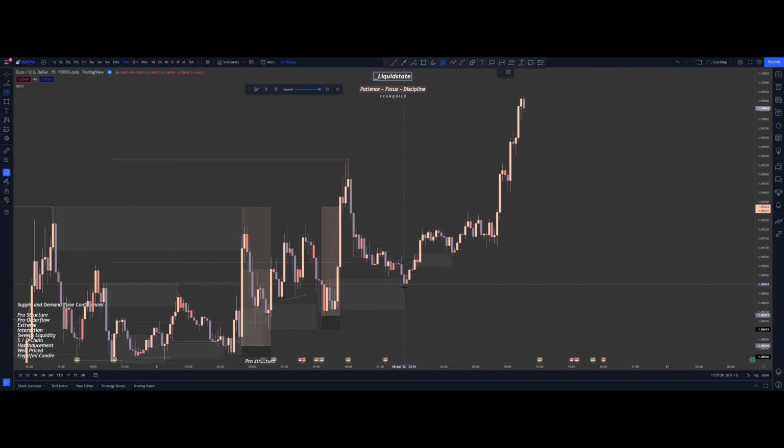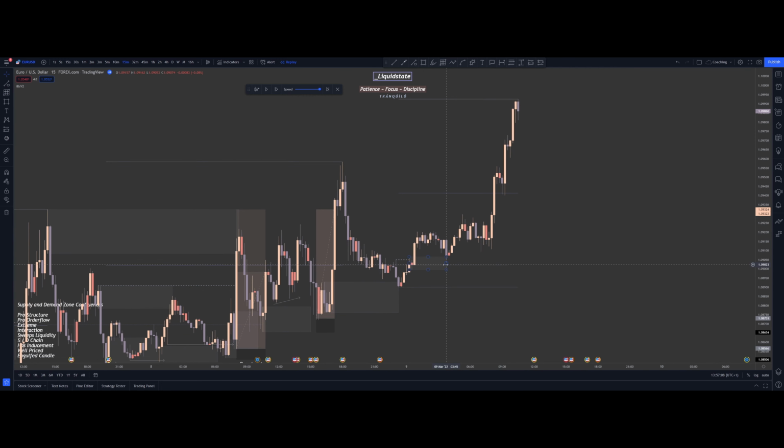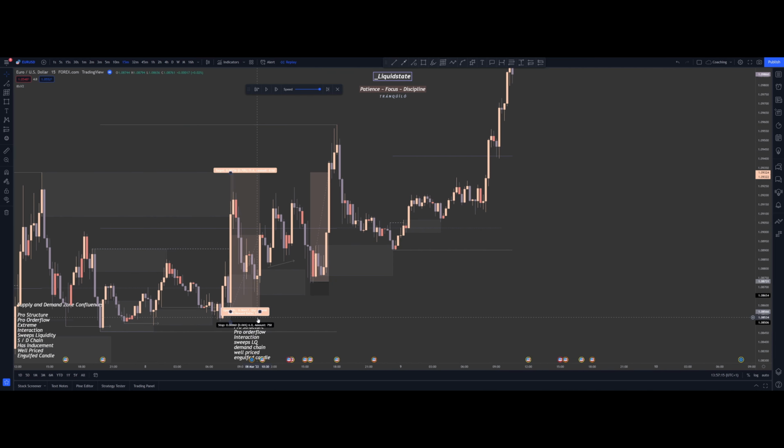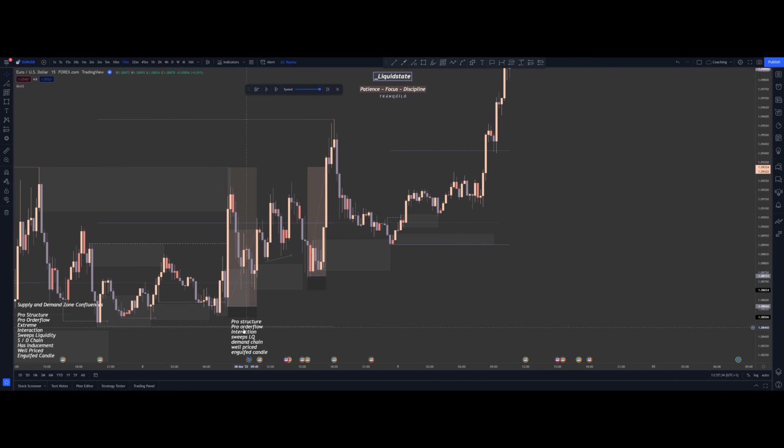But yeah, it doesn't have as many confluences. If we look at the confluences that this has, it's pro structure, it's pro order flow, it's an interaction, it doesn't sweep any liquidity, it's part of a demand chain, but indirectly. The direct demand chain would be this here, but this is an indirect demand chain because it's come off it, but it's a flip rather than the extreme that you're playing. So that's something for another video, though. That's a bit more complex.